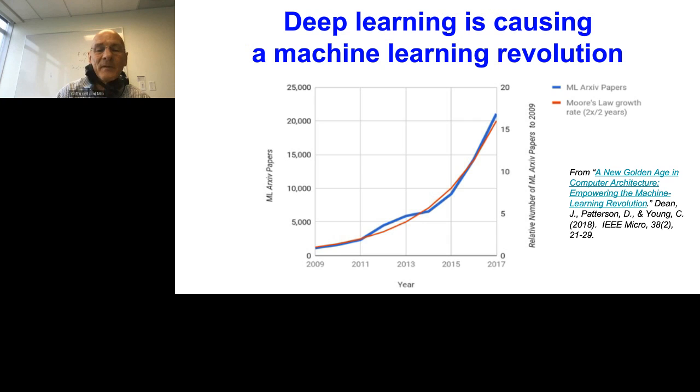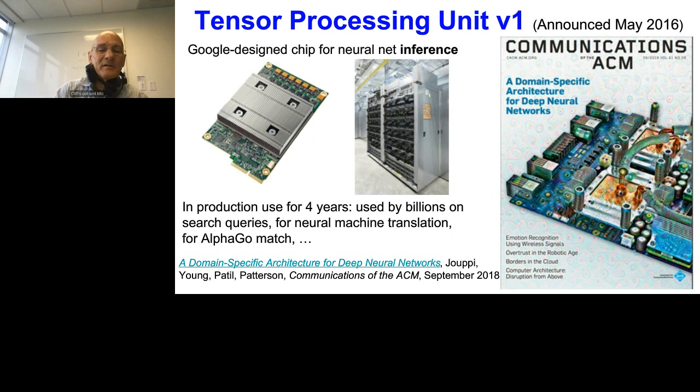So that's a really good domain, and that's what Cliff worked on, and I worked on a paper on it, this TPU, what we call version 1. This was written up in Communications of the ACM in, I think, last September. So it's been in production use for 4 years. If you use Google, you're using TPUs, and it was mentioned it was used to help in that AlphaGo match. So what's in the TPU?